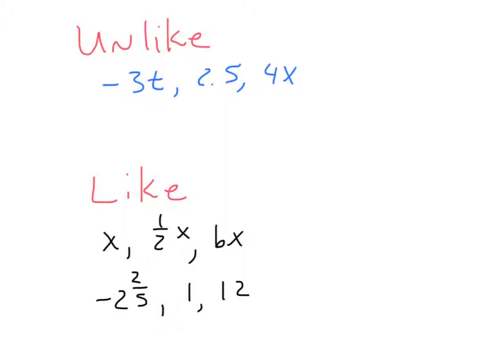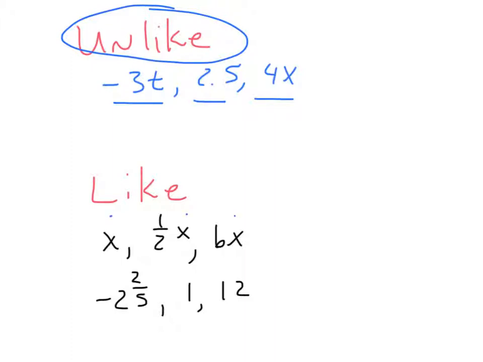Okay, now number 7, you're looking for unlike terms. Okay, unlike terms. If you notice, negative 3t, 2.5, and 4x don't have the same term. Like terms would be x. All three of these have an x involved. And all three of these are numbers. They're constants, so they're all the same.